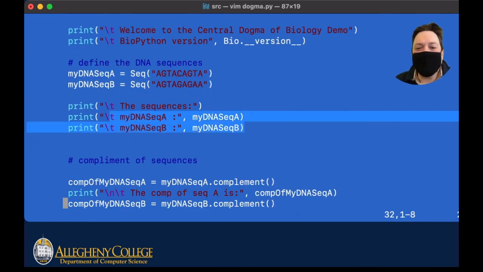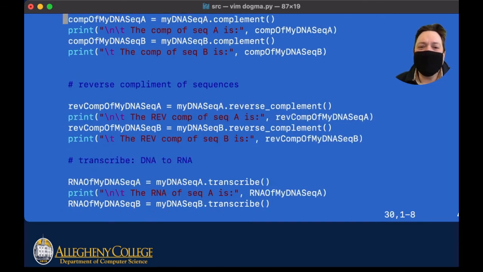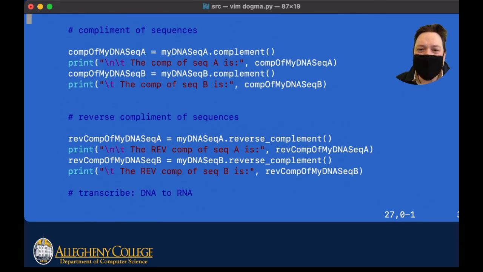Next, we're just printing out the sequences, and then here we're figuring out the reverse complement of that sequence. That's done by taking the sequence name itself and putting a dot complement, because this is an object. We're able to treat this string with this function. The same thing is true here: we're taking this string and applying it to this function. And in both cases, we're just printing out the output.